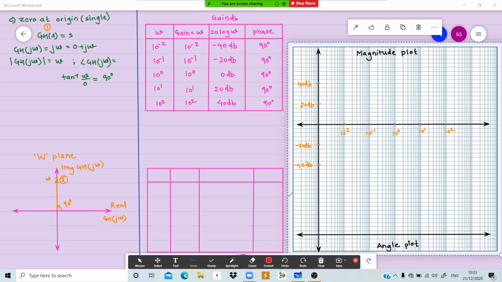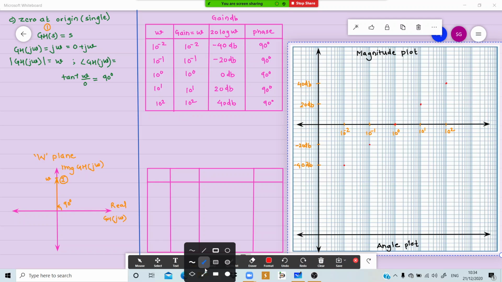So I'll mark with red. Just see, 10 raised to -2, for that the gain is -40. Okay, 10 raised to -1 के लिए -20. 10 raised to 0 के लिए 0. 10 raised to 1 के लिए 20 dB. Correct? And 10 raised to 2 के लिए this.